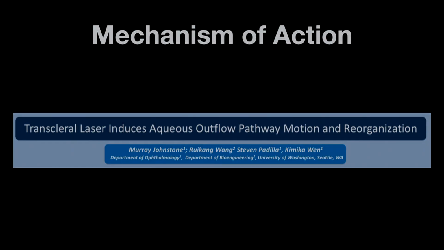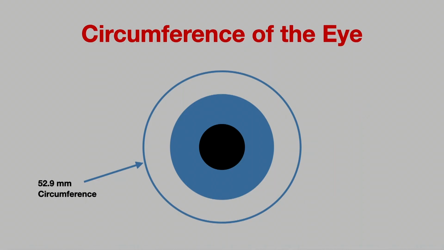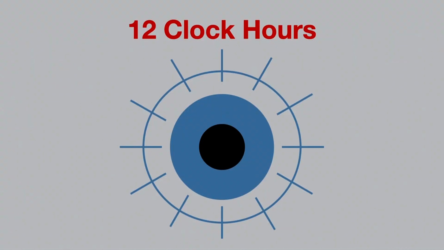This is my favorite one, the mechanism of action. This is what the mechanism of action is all about. I've just simplified it to show how the machine works so that you can titrate the machine accordingly when you see that the results are not working the way they should. The circumference of the eye is 52.9 millimeters, and we have 12 clock hours.